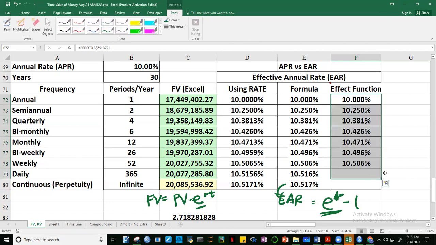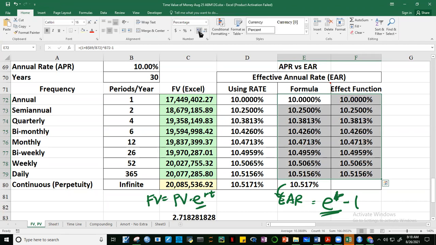Okay. And then of course, ito, hindi natin pwedeng magamit yung effect function kasi wala tayong periods per year. Okay, so we get the same answers, no? Pareho lang. In fact, pag dagdagan natin yung decimal place, it's exactly the same, using the formula, or using the rate function of Excel, or using the effect function. So these are the ways we can compute for the effective annual return.